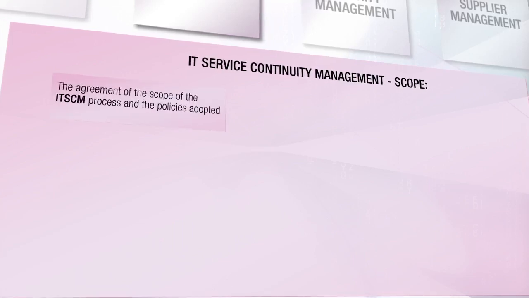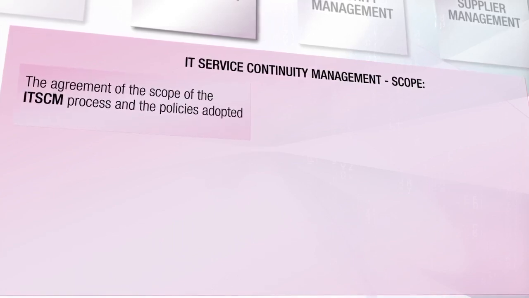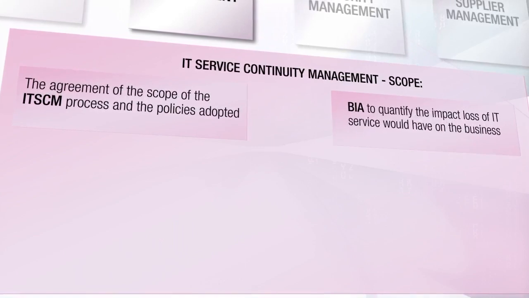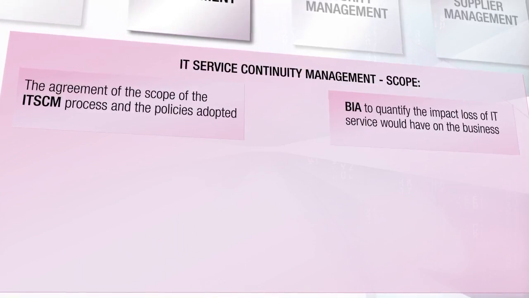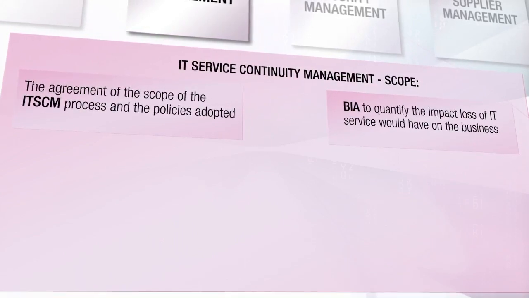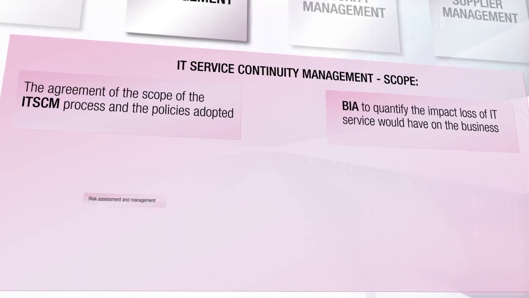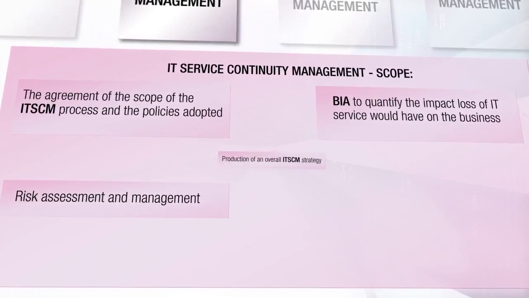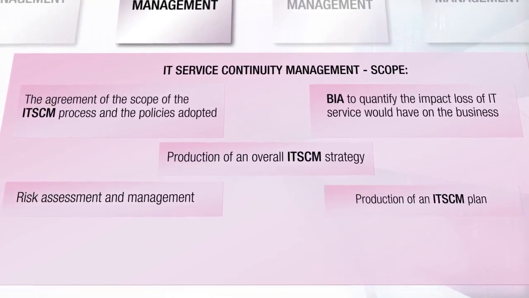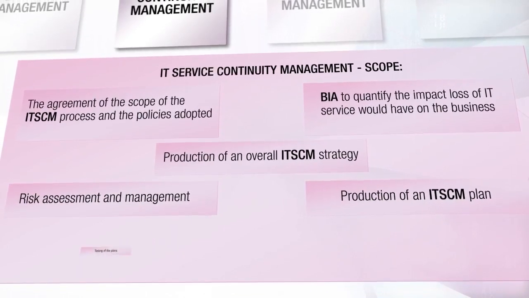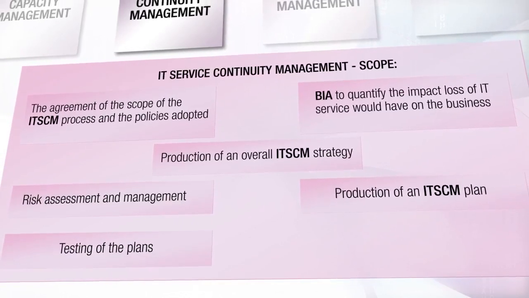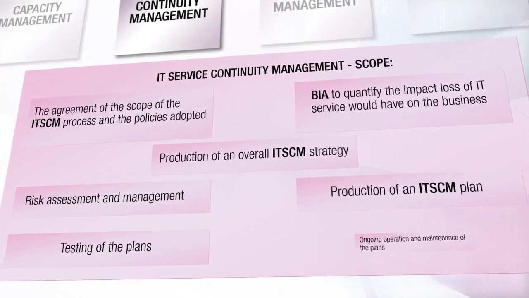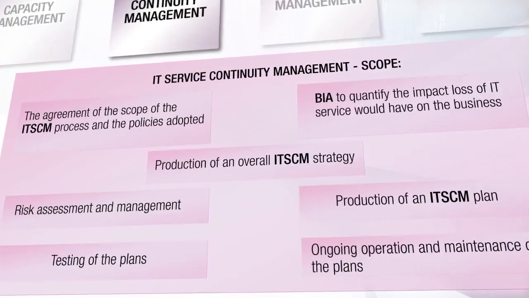The scope of the IT service continuity management process includes agreement on its scope and the policies adopted. Performing regular business impact analysis to quantify the impact that the loss of an IT service would have on the business. Effective risk assessment and risk management to identify potential threats to continuity and the probability of the threats becoming reality. Where cost justifiable, effective measures should be taken to manage the identified threats.